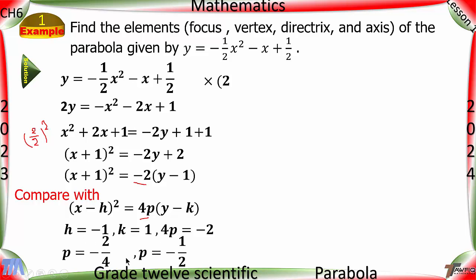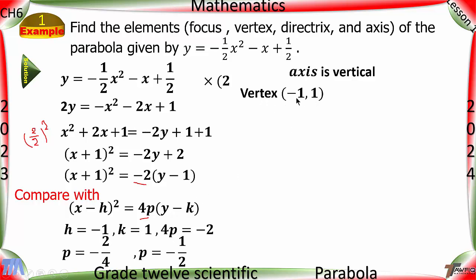After finding the values of h, k, and p, as you can see here, we have x squared. Because we have x squared, the axis is vertical. Because the axis is vertical, the vertex is (h, k), where h is minus 1 and k is 1.